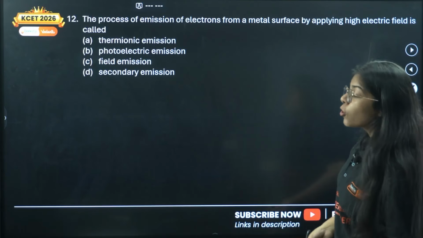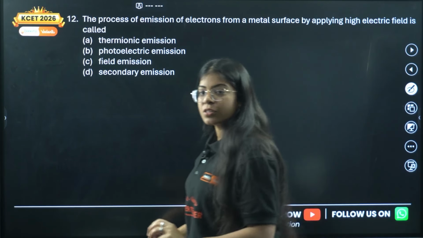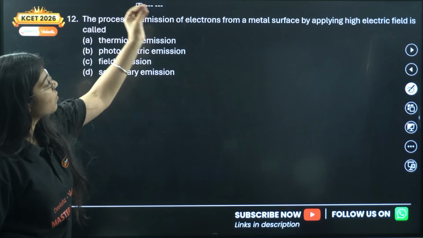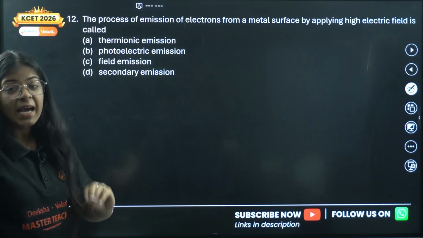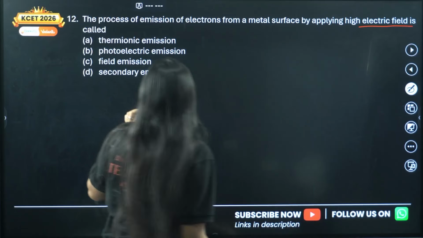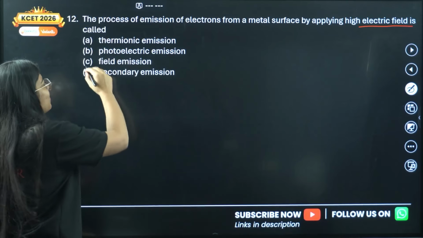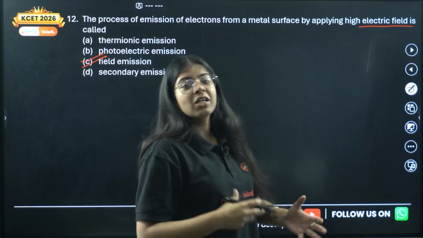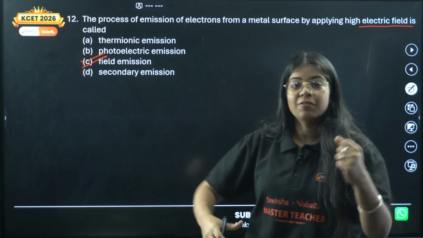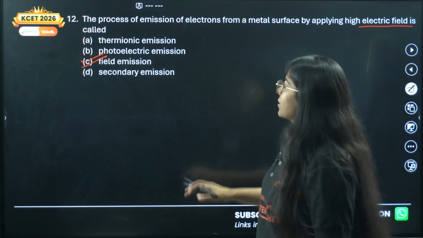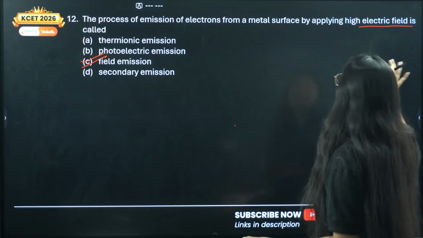Next question, it says, the process of emission of electrons from a metal surface by applying high electric field is called as, we know, very easy, it's field emission. If we are ejecting electrons with the help of electric field, it's called field emission. Okay, correct. Moving on to the next.